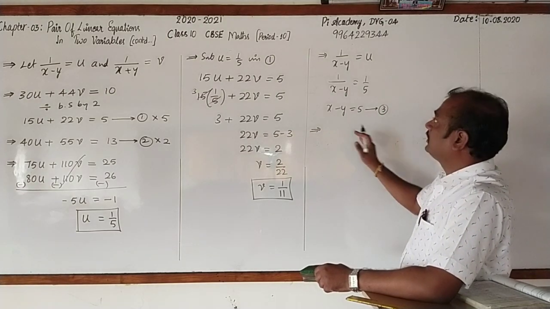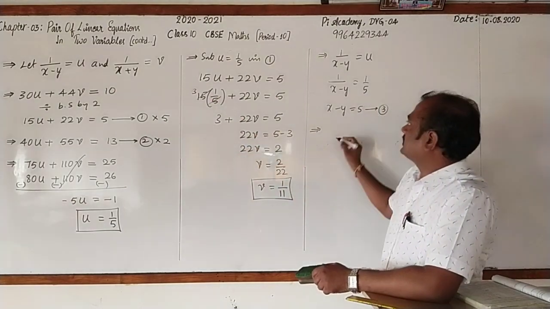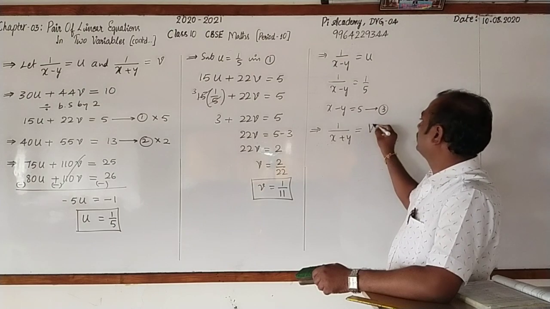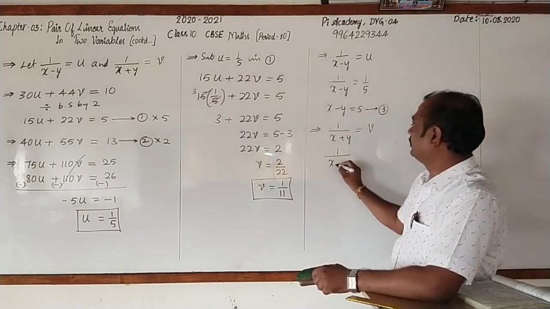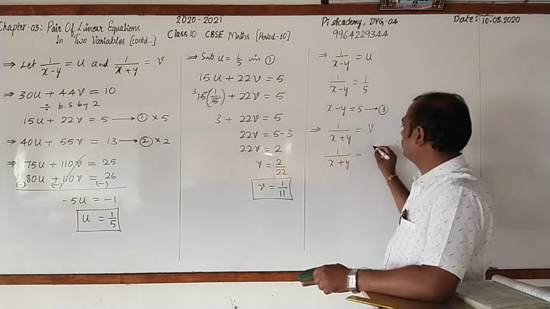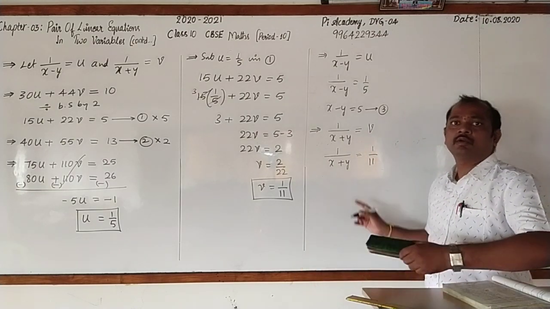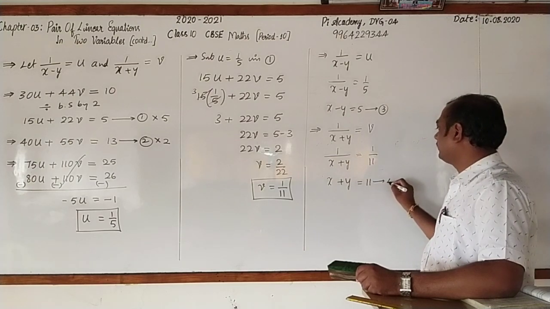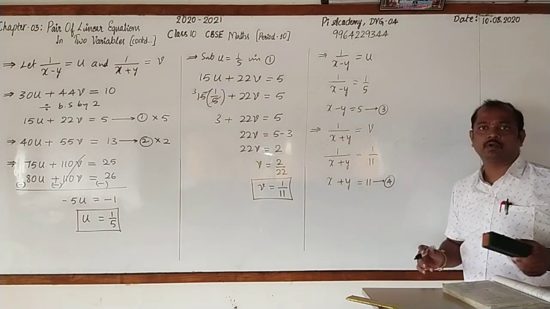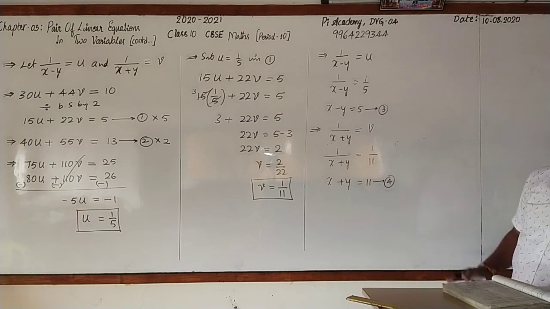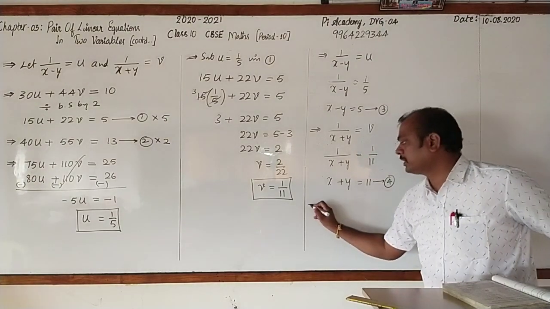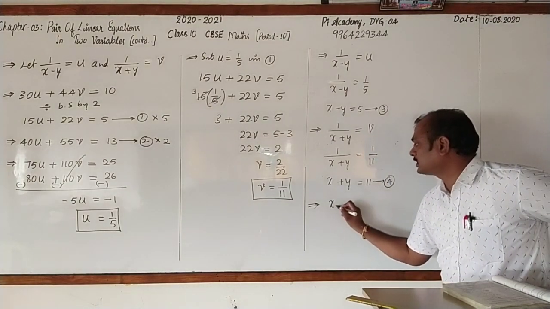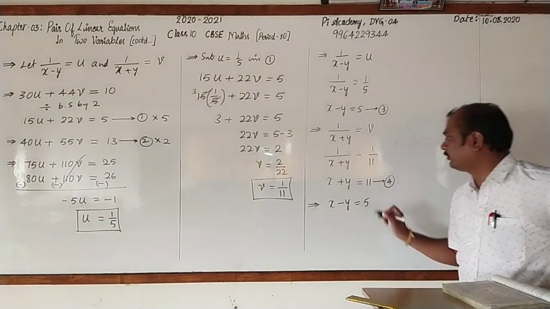Next. Another one is V is 1 by X plus Y. X plus Y is equal to V, where V is 1 by 11. Cross multiply. You will get X plus Y is equal to 11. You may call it equation 4. Now let us go for solving equations 3 and 4 by which method? Yes, elimination method.